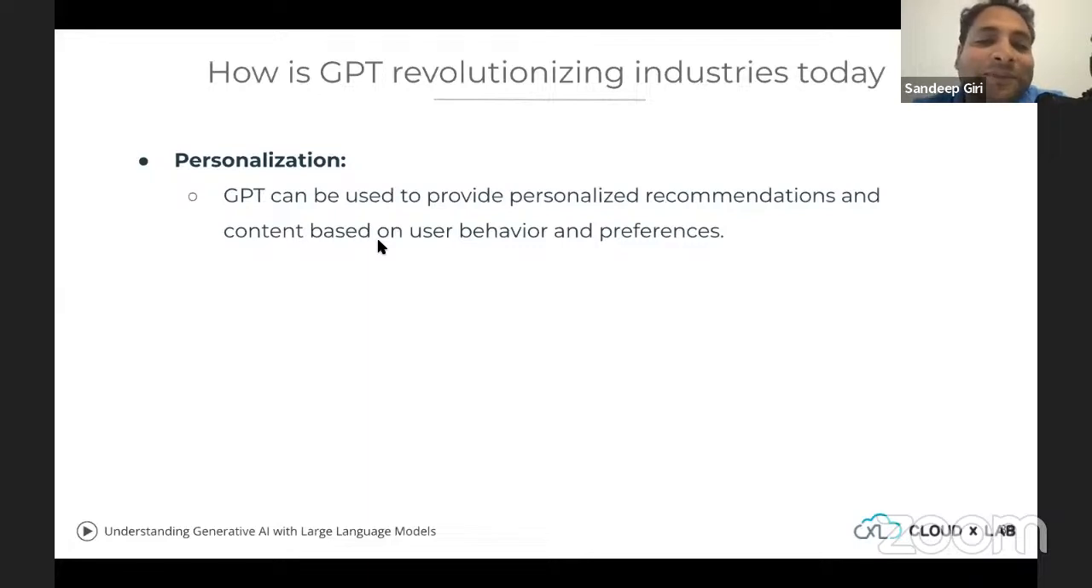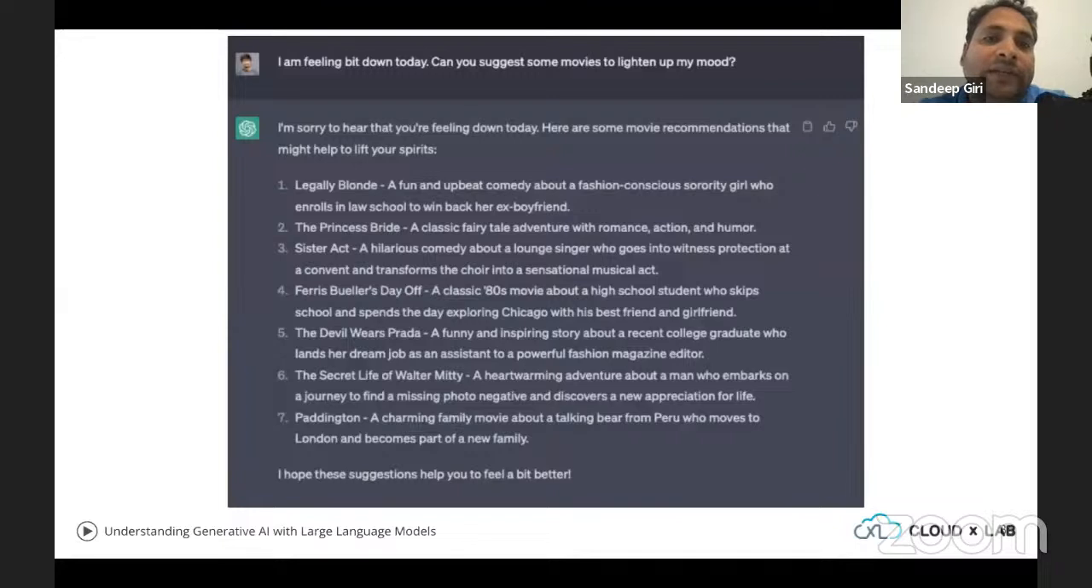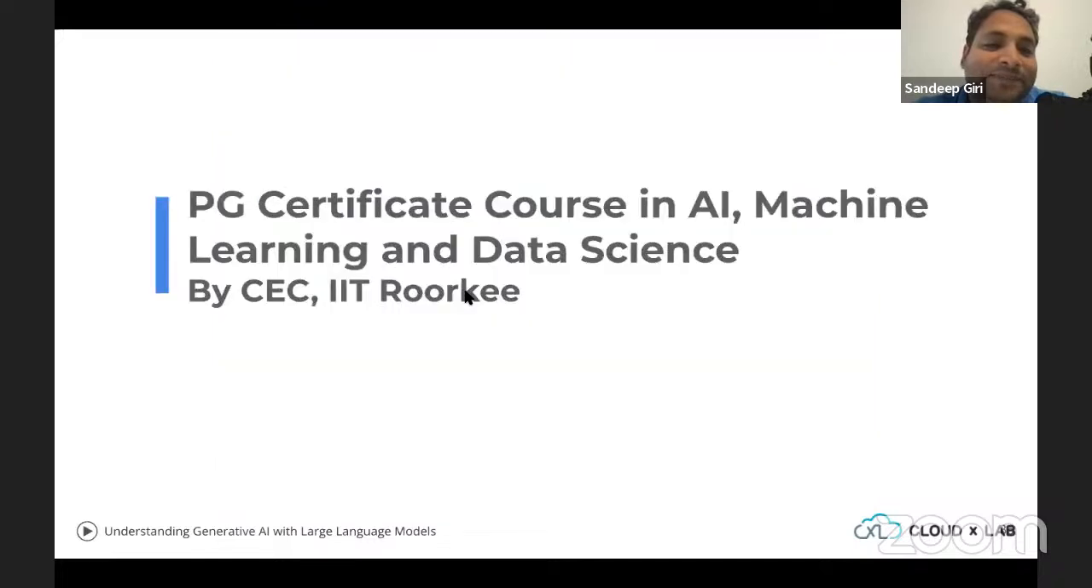GPT can be used to provide personalized recommendations and content based on user behavior and preference. So you can actually ask, and it can give you movie recommendations as well.